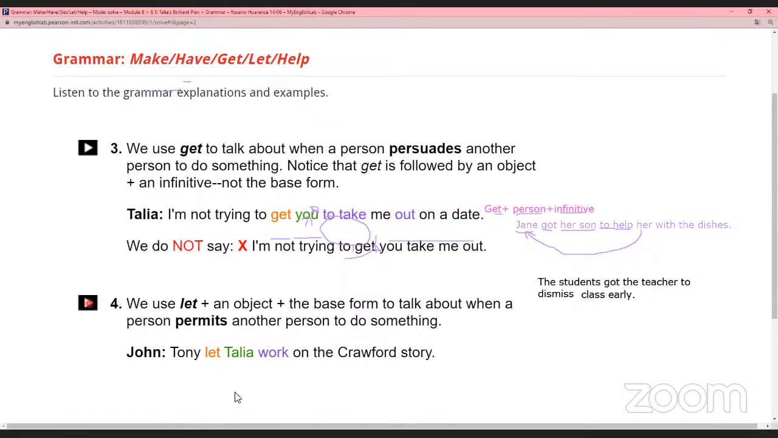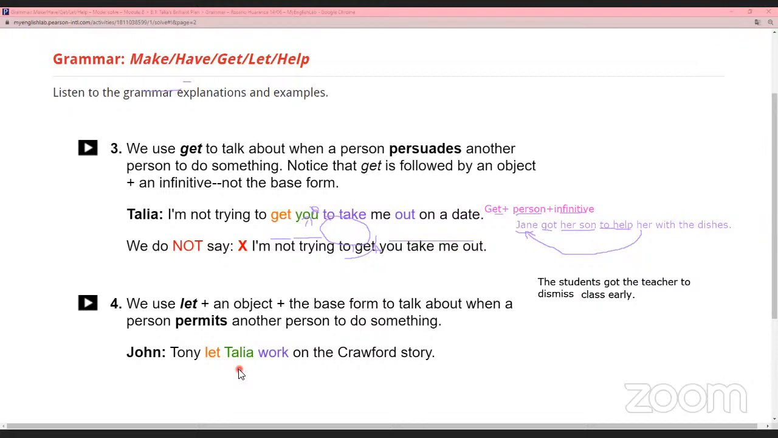In this case, Tony let Talia. Let's suppose that Tony is the boss, or the manager. So Tony let Talia, and Talia was requesting permission. Talia was waiting for his answer. So finally, Tony let Talia work on the Crawford story. Dejó que Talia trabajara en la historia de Crawford. Es como un permiso más que todo. That's the meaning of let. It doesn't have another meaning, okay?